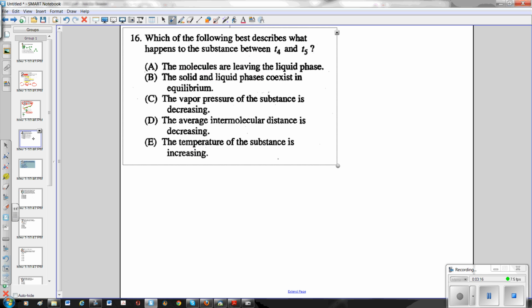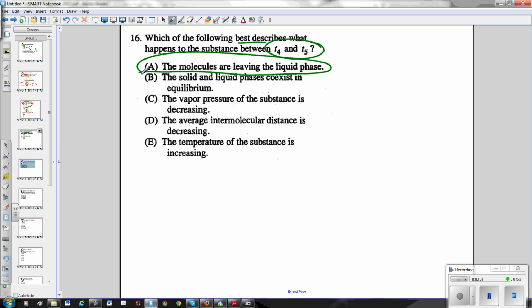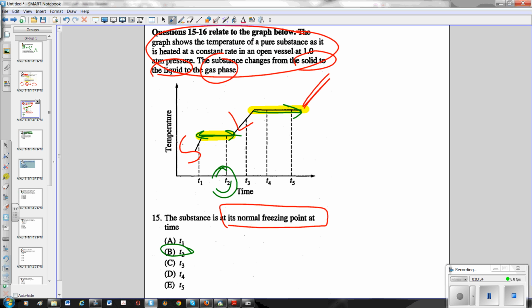The next question they asked you, 16, was what best describes what happens between T4 and T5. So if you look, A is the correct answer. Molecules are leaving the liquid phase. If we come back to the diagram, if you notice, what's happening is it's going from a liquid. A gas would be on here. They don't show the line. But as you're heating it, its flat area is the phase change, which is going to represent a change from a liquid to a gas. So for 16, you need to know the parts of a heating curve. The flat areas represent phase changes.